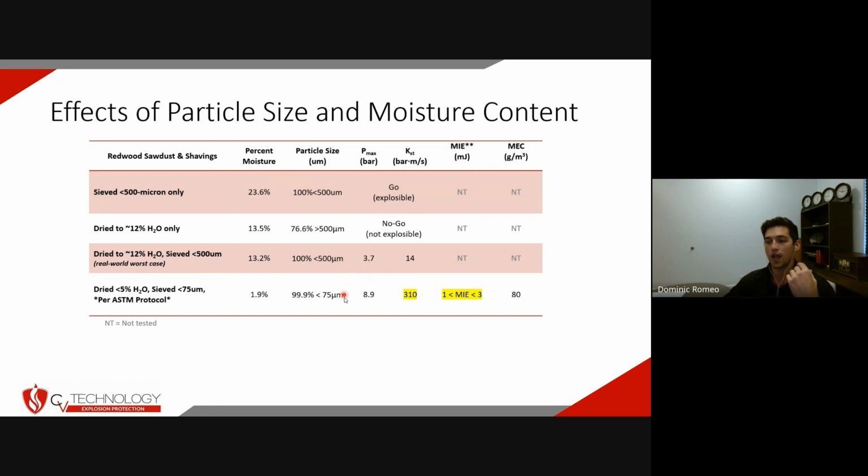And then, per protocol, per the ASTM, American Society for Testing and Materials, protocol, we grind this down to less than 75 microns, and we dry it to less than 5% moisture content. And as you can tell, the KST and Pmax values, which are the two most fundamental values when determining the hazards of your dust, changed drastically. Typical KST values range from 0 up to 400, where Pmax can range anywhere from 2 bar to 12 bar.